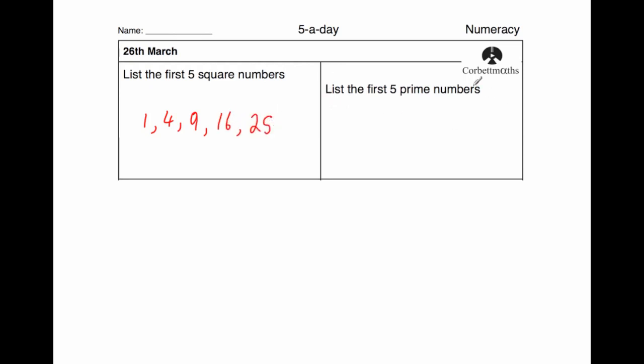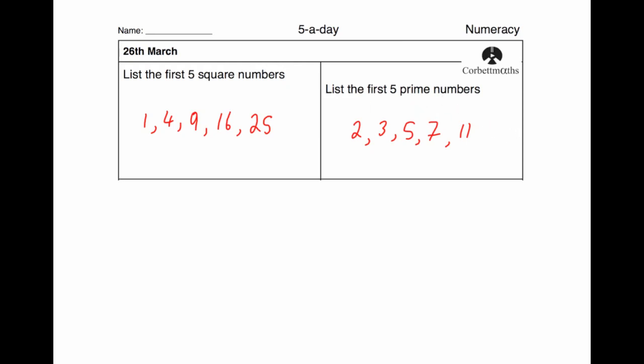Our next question says, list the first 5 prime numbers. Well, they're numbers that are only divisible by 1 and itself. So that's going to be 2, 3, now not 4 because you can divide that by 2, 5, again, 6 you can divide by 2, all the even numbers apart from 2 aren't prime. So the next one will be 7, and then 8, no, 9, no, because you can divide it by 3, 10, no, and 11. So the first 5 prime numbers are 2, 3, 5, 7, 11.